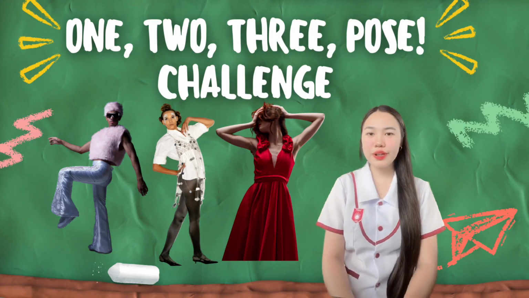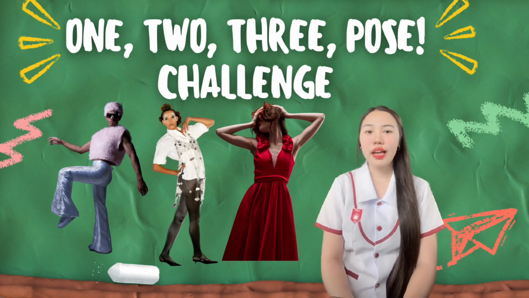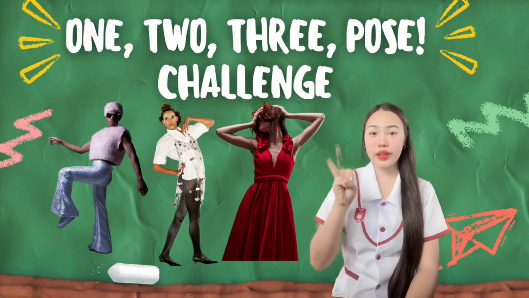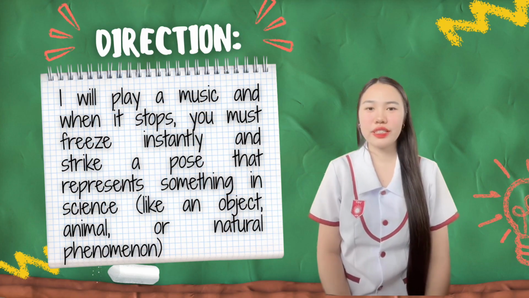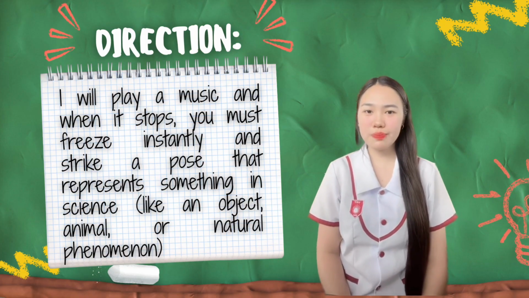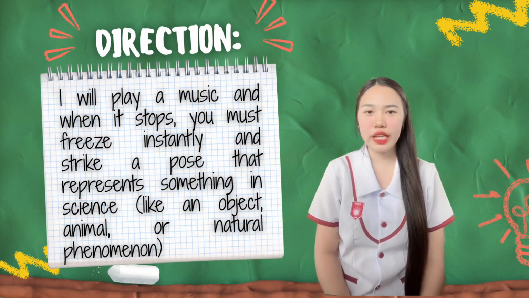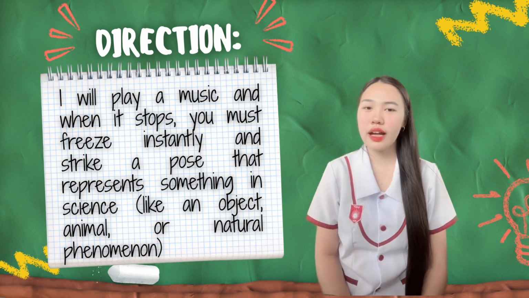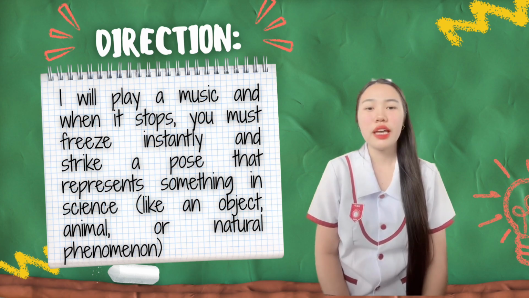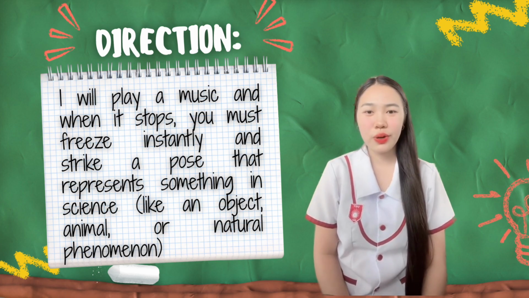Before we proceed to our discussion, may I ask everyone to stand up? Now, I have a challenge to all of you. It's called 1, 2, 3, and pose. So here is the direction. I will play a music, and when it stops, you must freeze instantly and strike a pose that represents something in science, like an object, animal, or a natural phenomenon. And I will choose the best pose and share what your pose meant to represent. Also, we'll give a reward. Okay, let's start.